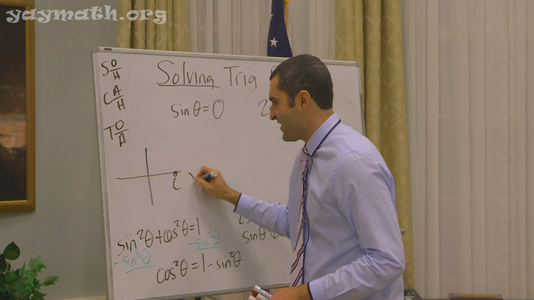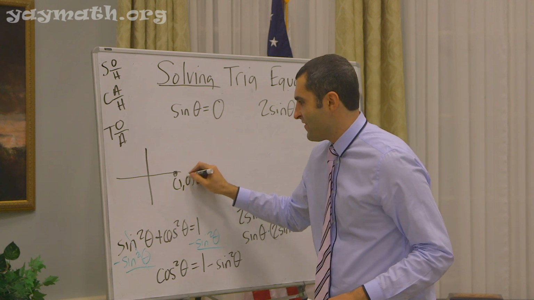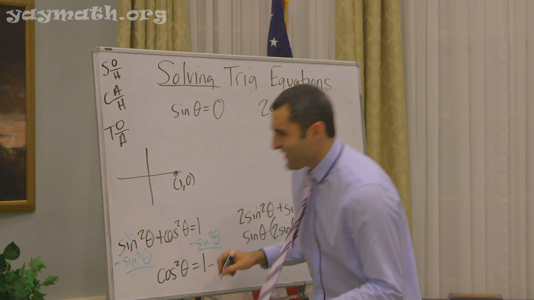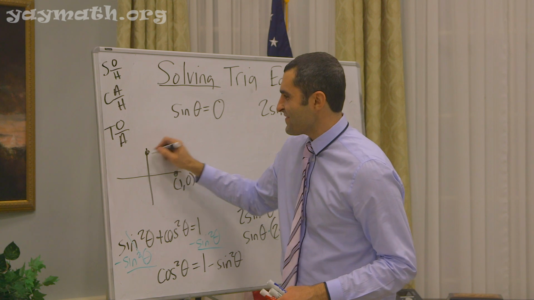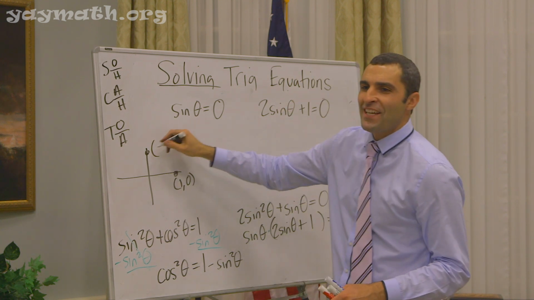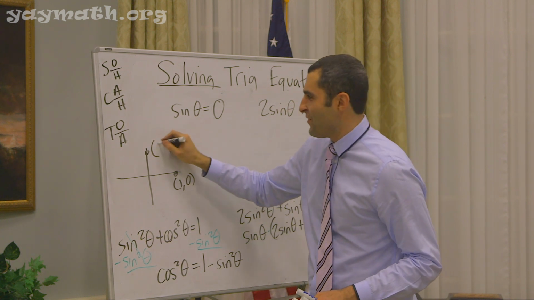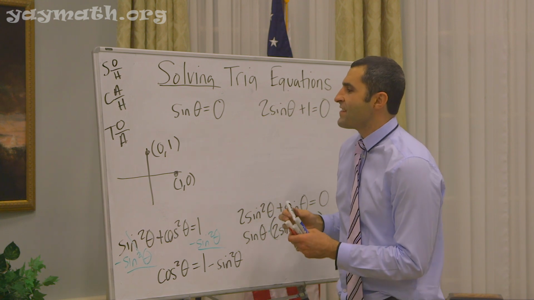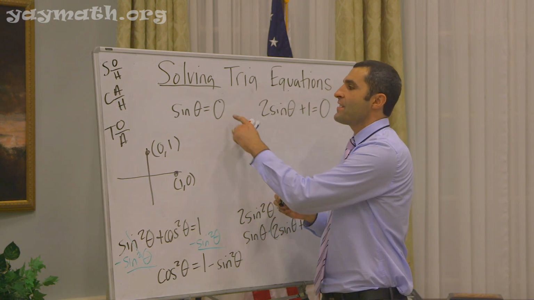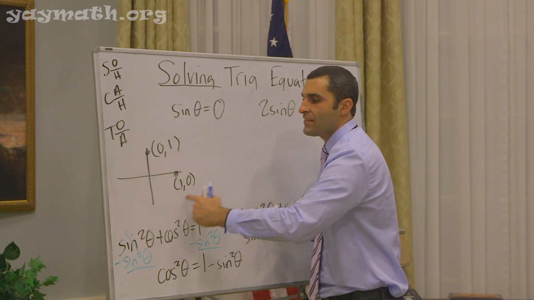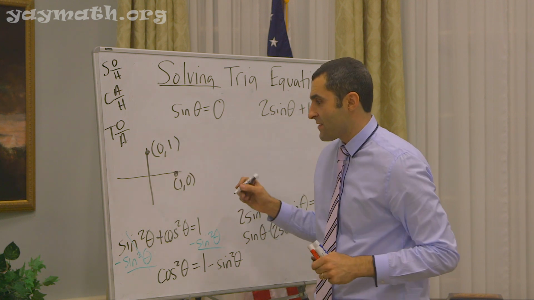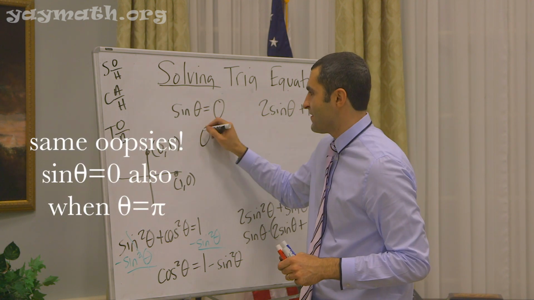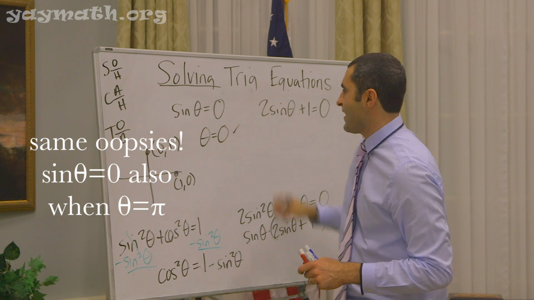What's the point? We're going to do it. Every time I'm with you, you say 0 1 because you're like it's the opposite. Redemption! 0 1. All right, sine of what angle is 0? Sine of what angle is 0? Zero. Theta is 0.